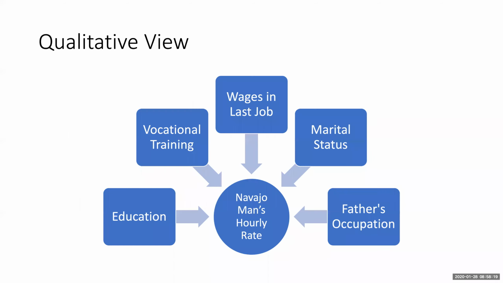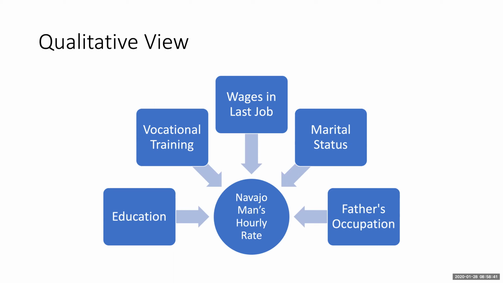Well, from a qualitative standpoint, we can look at it like this. What was the father's occupation? What's their marital status? What was their wages in their last job? What's their vocational training? What's their education? And when you look at the two different ways to come about this, one is very heartless and cold, and the other one kind of lends itself to say, okay, well, there's a possibility.